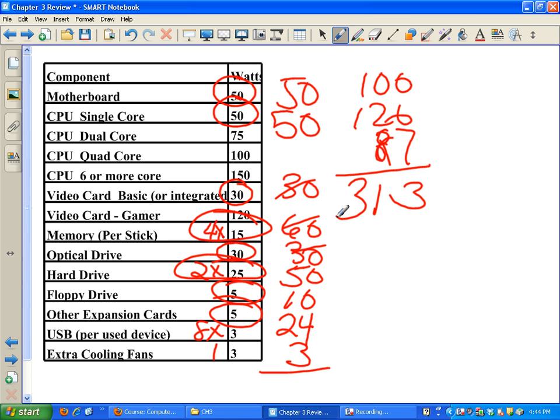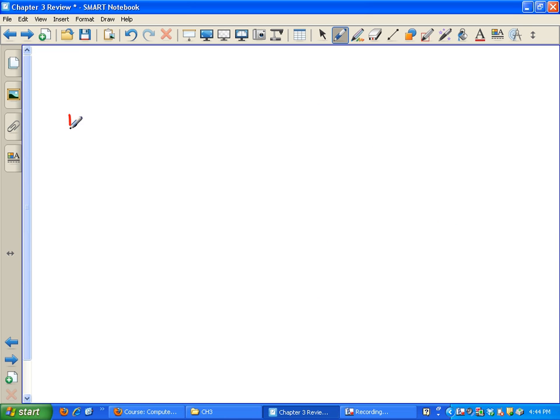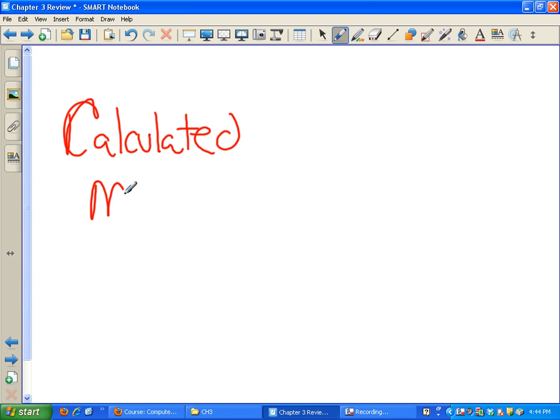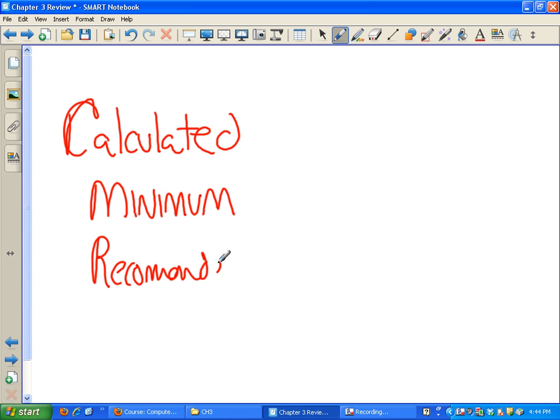Okay, that's minimum. Or I'm going to say calculated, because I want to get some terms straight for you here. Because there's some terms I'm going to ask you for in the test when we do these problems. Okay, so I've calculated 313, and here's some terms that I want you to know. So I've got calculated, minimum, recommended. Okay? Calculated in this case is 313.